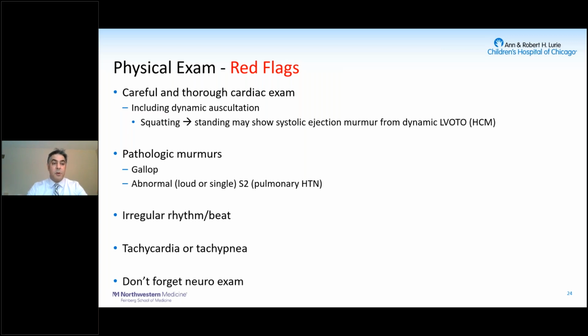Any pathologic murmur, so in my opinion, any murmur that does not sound like an innocent murmur to you, is concerning. If you have a gallop, a loud S2, a very loud, harsh murmur that doesn't sound innocent, any irregular beats, if they're tachycardic out of proportion to their exam, or tachypnea. And while we all think about, of course, not wanting to miss cardiac causes, don't forget to do a good neuro exam since, outside of cardiac, neurology is the other dangerous thing that we don't want to miss.